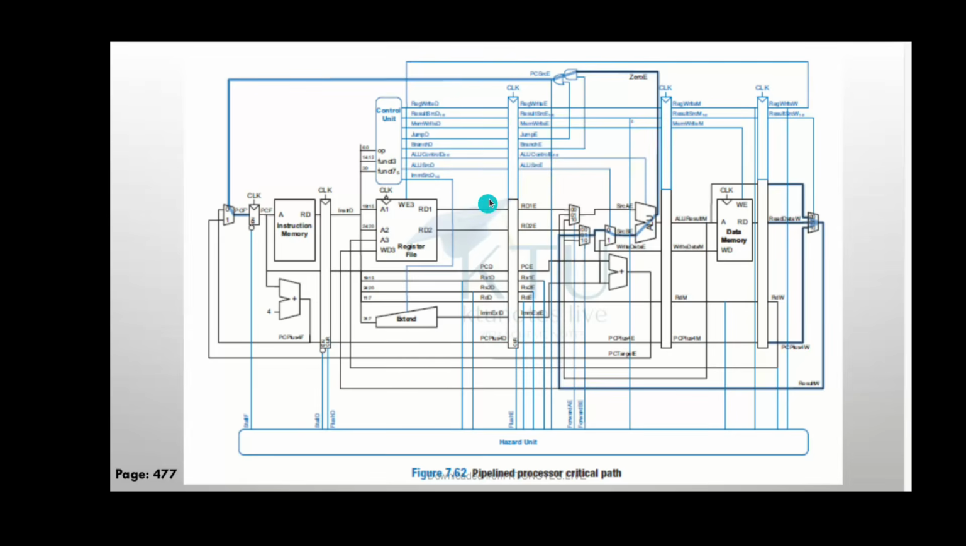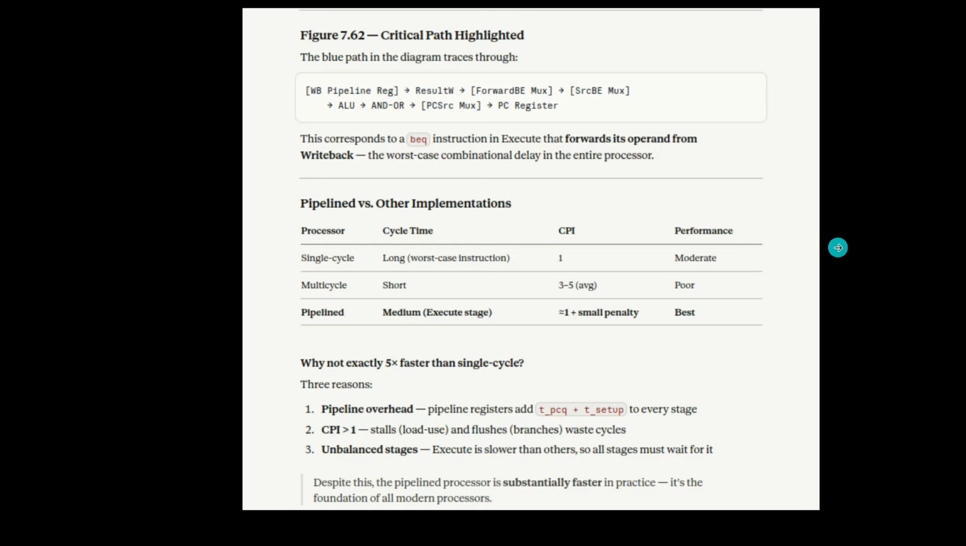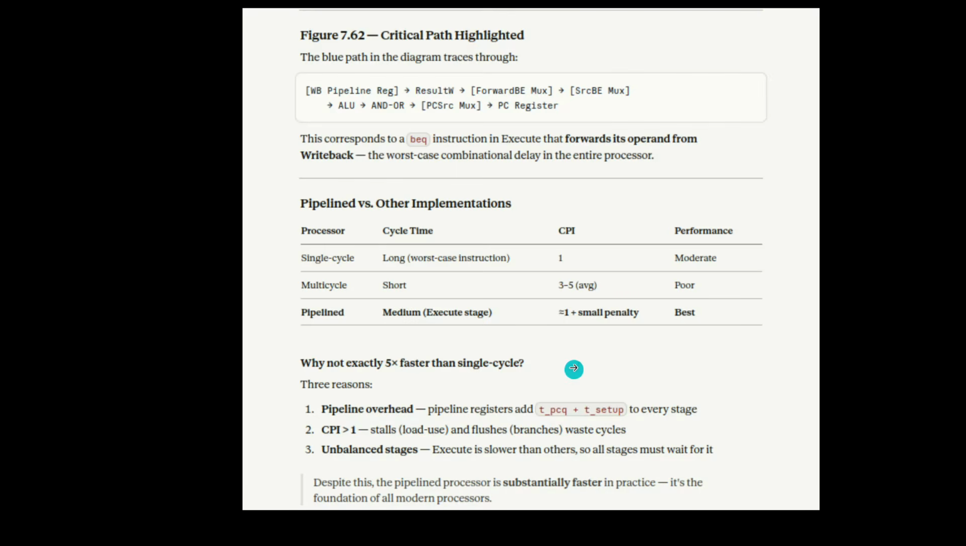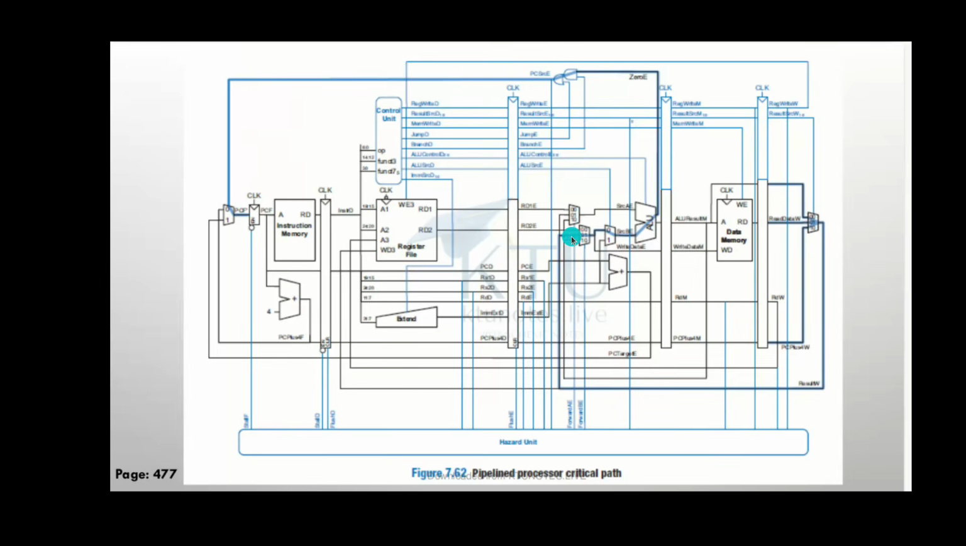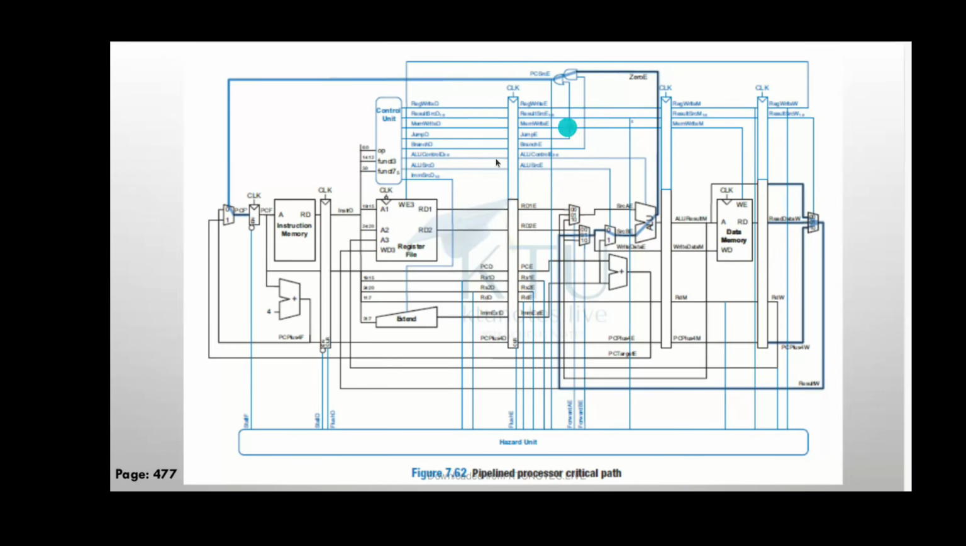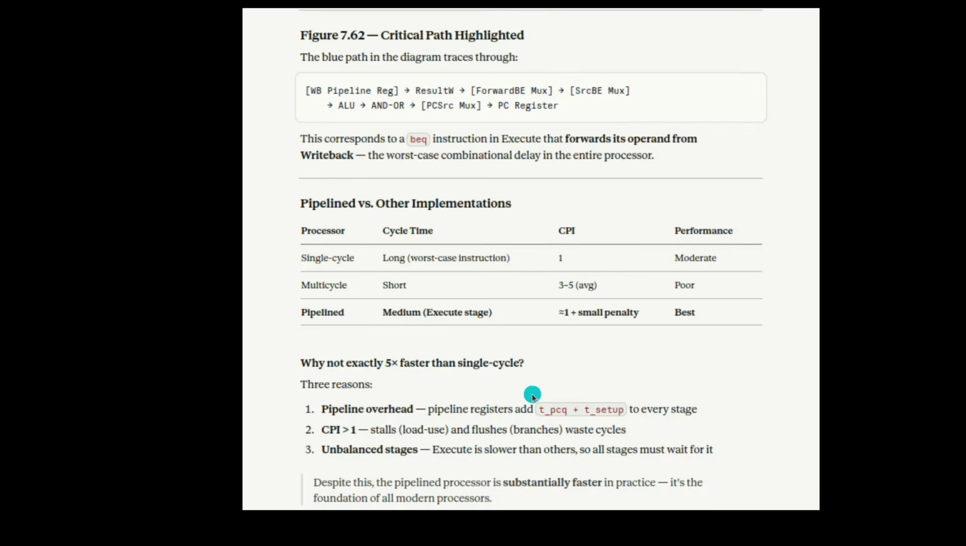And you have to also understand this critical path. Also you have to remember what this critical path is. These darkened lines are the critical path. That is, in the writeback there is a mux, right? So it starts from the writeback pipeline register, and from there this is result W, and from there we go to the forward B mux, and then to the source B mux, then ALU, then AND OR logic, then we go to the PC register. This much we have to understand. The PC register, this is the main thing, this is the critical path that you have to understand.